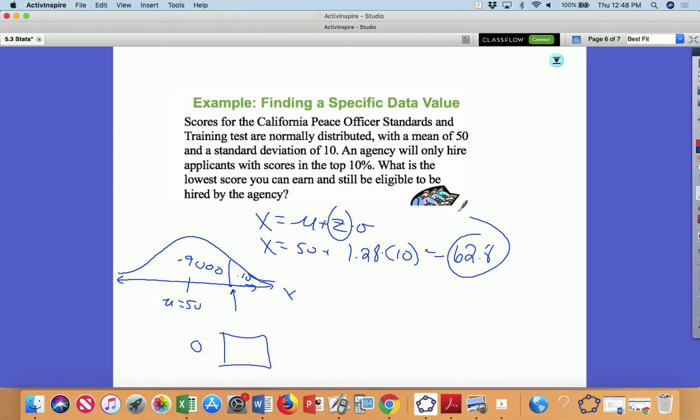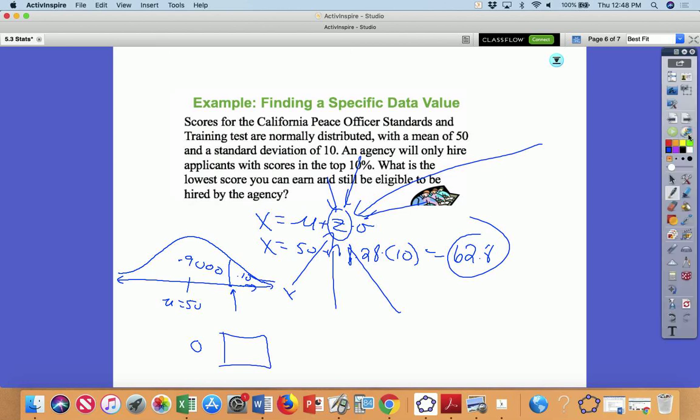Now, if I made you round this, should you round it to 62 or 63? 63. Right, because 63 means that you're going to be in that top 10%. 62 means you'll just be outside of that probably. Okay, so a real big issue here: don't put anything in here that is a percentage. This is not a percentage. This is a z-score for a percentage. People make that mistake all the time.